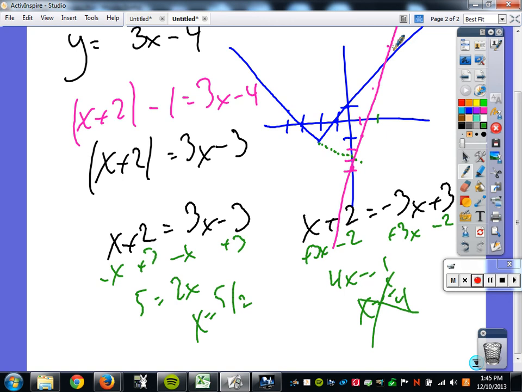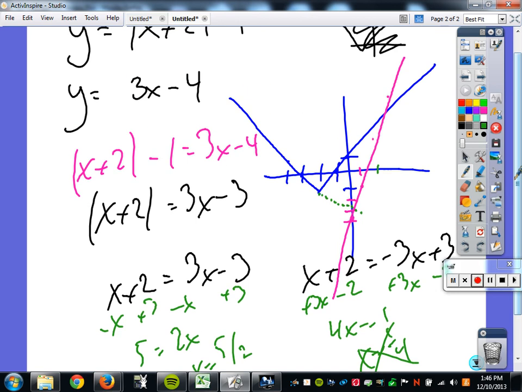What do I need to do? I need to plug it back in to this equation here or here. Doesn't matter which one. What would you guys rather do, the 3 or the top? I'm going to go ahead and do the 3x minus 4. There's a little less work there.